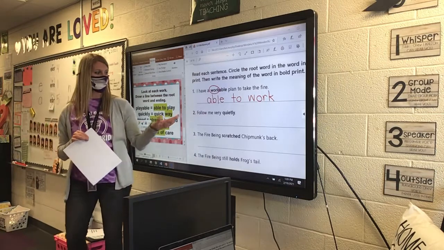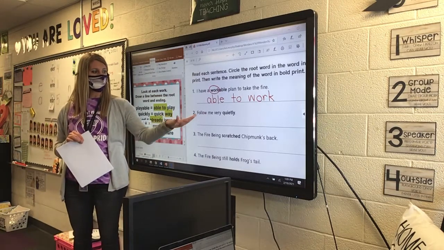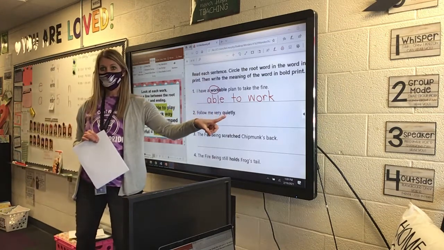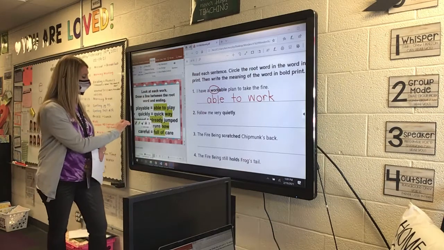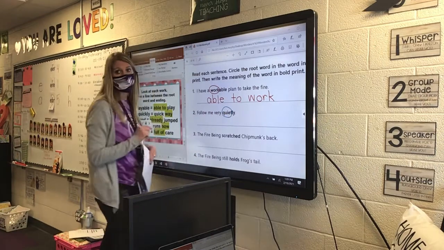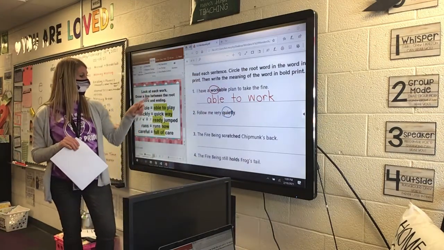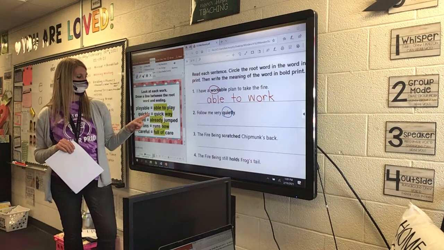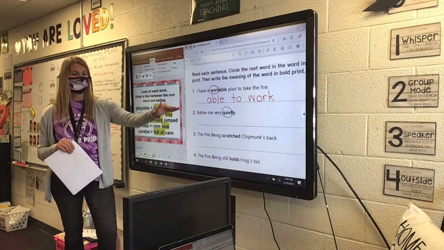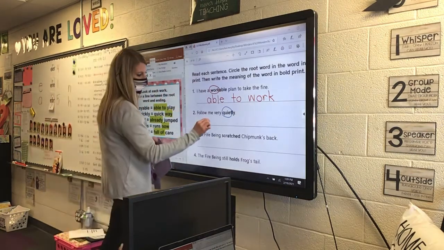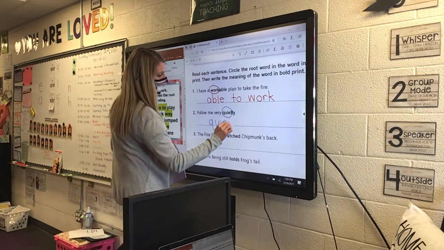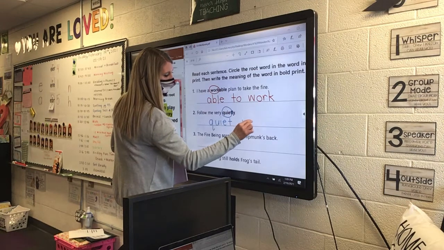My second one says, follow me very quietly. Now, if I look at the bold print word, quietly, my root word is quiet. So I'm going to circle quiet. And then my suffix is ly. So what does ly mean? I'm going to look over here. Ly means in a way that is. So this would be a quiet way. So we're going to take our root word quiet, and when we add ly to it, it just means a quiet way.